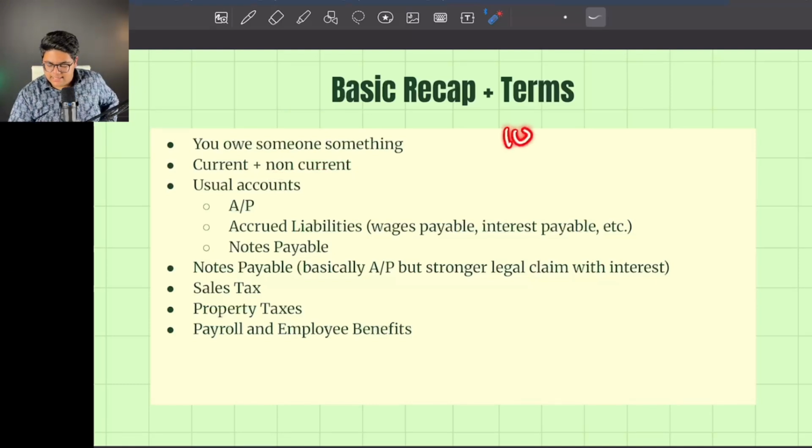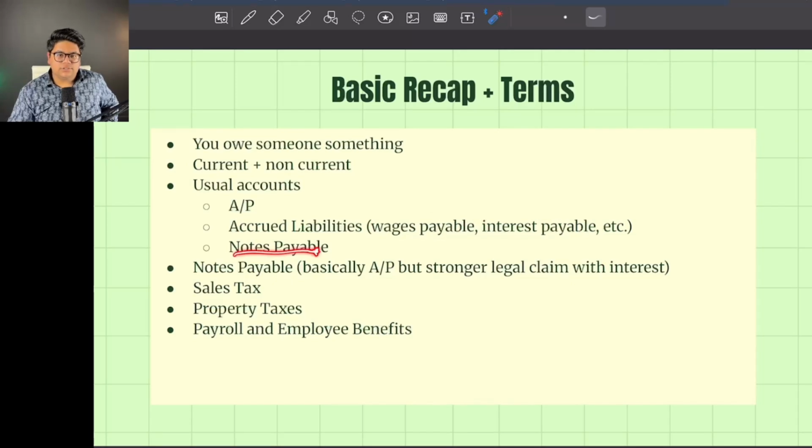So let's say you have a 10-year loan, right? The first year is going to be current liabilities, and the remaining 9 years are going to be non-current liabilities. Some of the typical accounts you'll see in terms of liabilities are accounts payable. This is an account that you have to pay to someone, as accounts payable suggests. You also have accrued liabilities like wages payable, interest payable, and then you have notes payable.